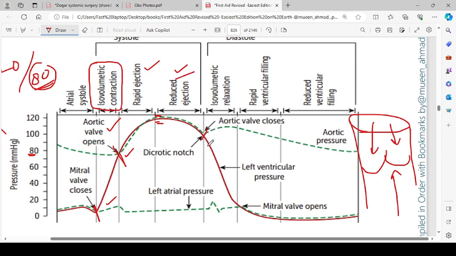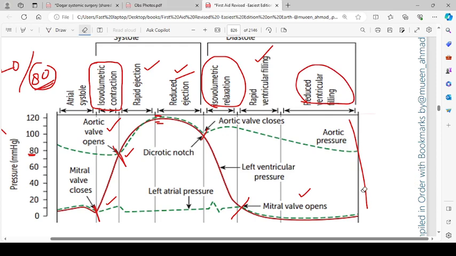Then from the closure of aortic valve till the opening of mitral valve, we have isovolumic relaxation phase. Like no volume is leaving or entering the left ventricle, but the walls are just dilating. This is the time of isovolumic relaxation. Then the mitral valve opens. So this is something that is depicted over there. Then we have rapid ventricular filling that happens after the mitral valve opens, and then we have reduced ventricular filling.